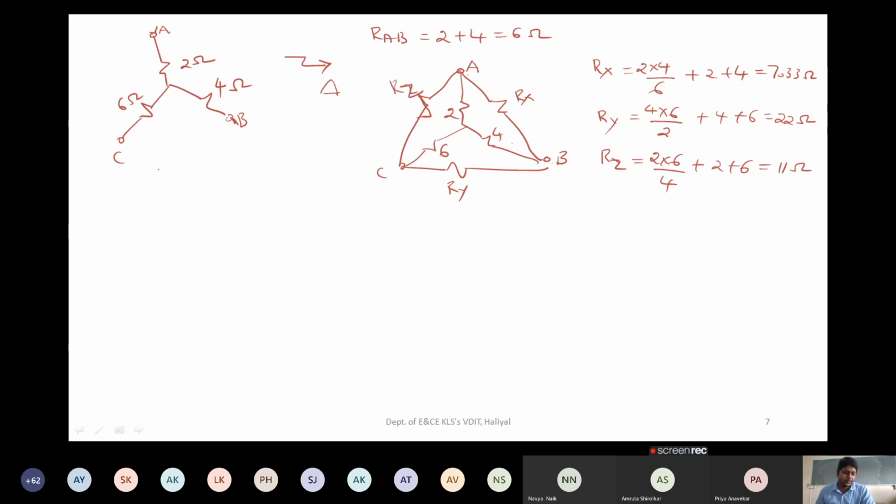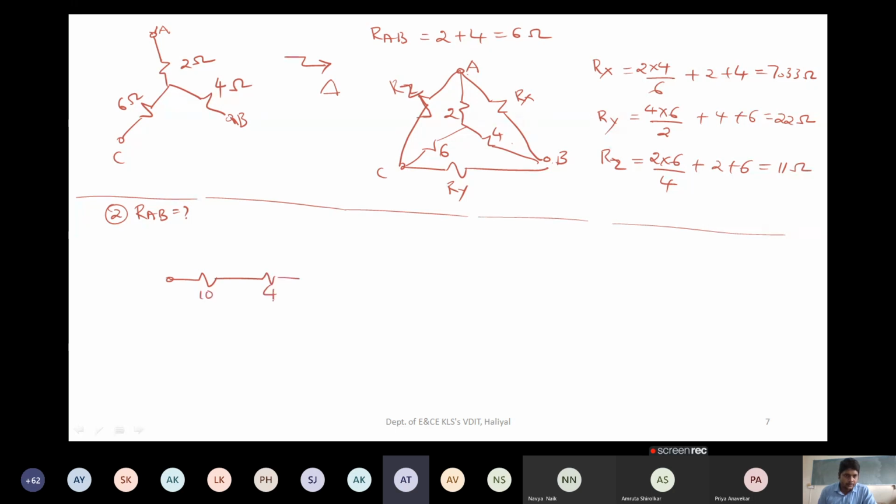Last, one more problem I can take here to conclude the session. If I ask you to calculate the equivalent resistance between AB, so what is RAB from the following figure? If I give you 10, 45, then 20, then I may... please mute yourself.